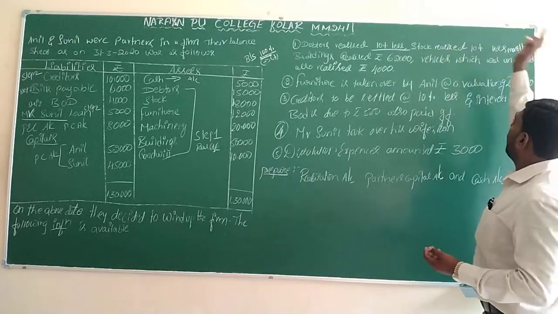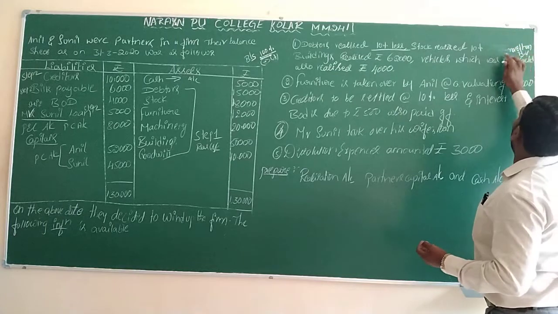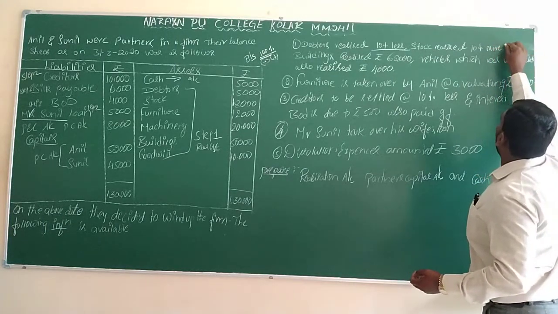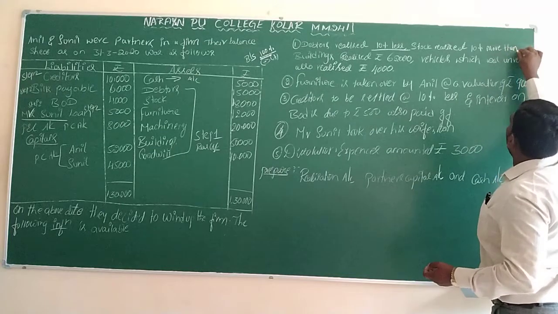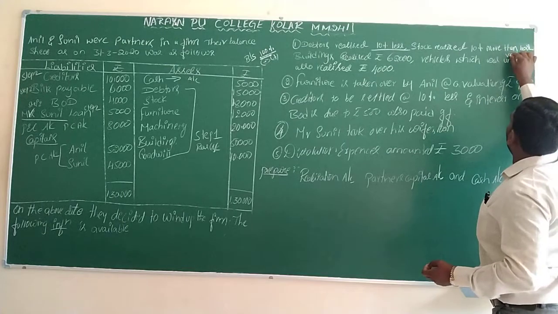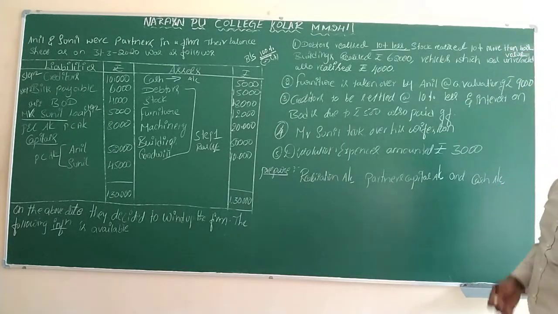Stock realized 10% more than book value. Clearly, 10% more than book value. Stock realized 10% more than book value.